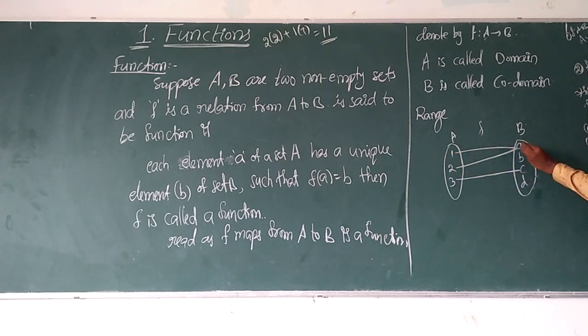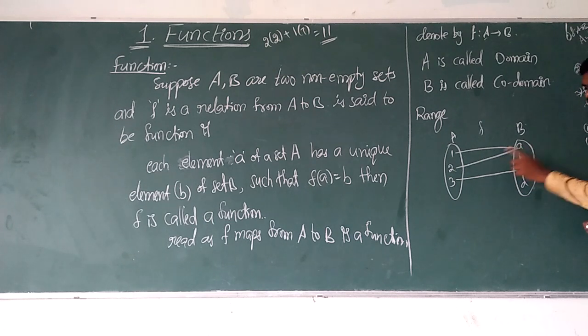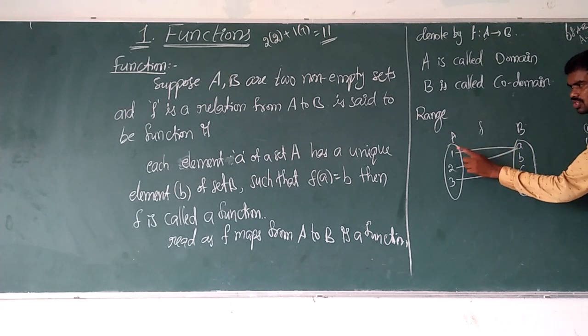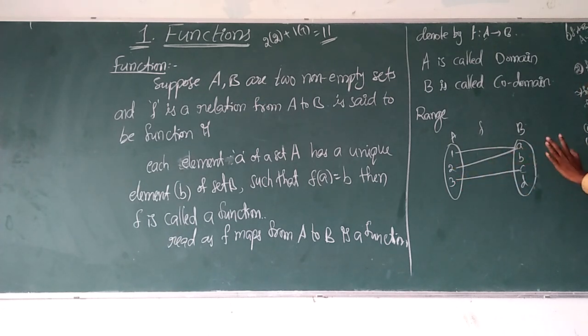1 has an image that is A. 2 has an image that is A. 3 has an image that is C. So this is a function. I think you understood. Every element of A, so 1 has some image, 2 has an image, 3 has an image. And 1 has how many images? 1 has only one image, that is A. 2 has only one image, that is also A, no problem. 3 has one image, that is C. So this is a function. Okay, I will tell you which is not a function.